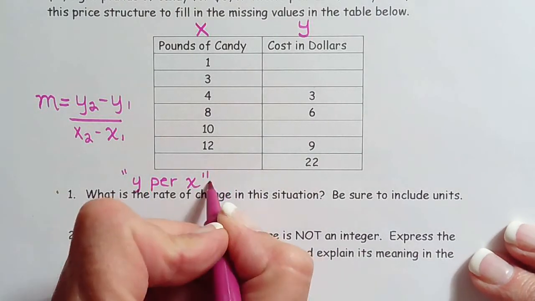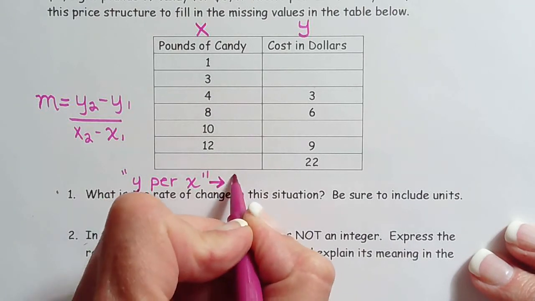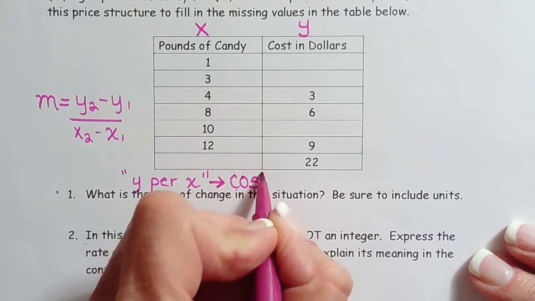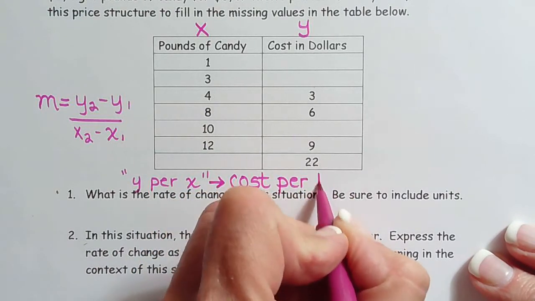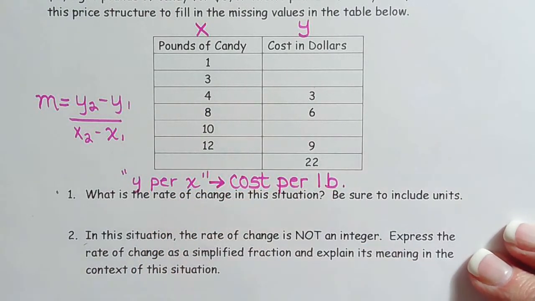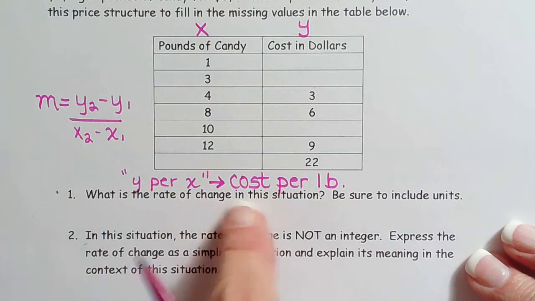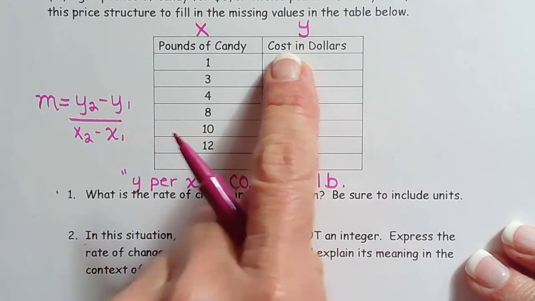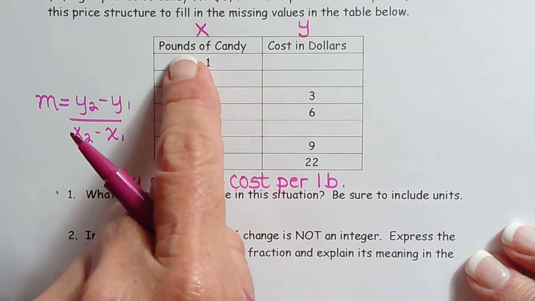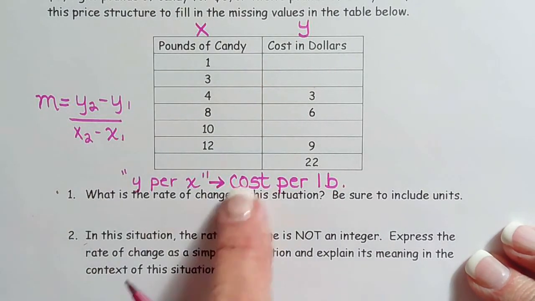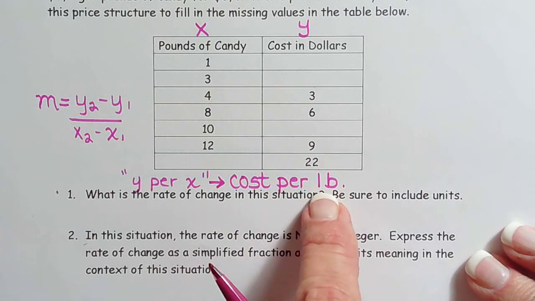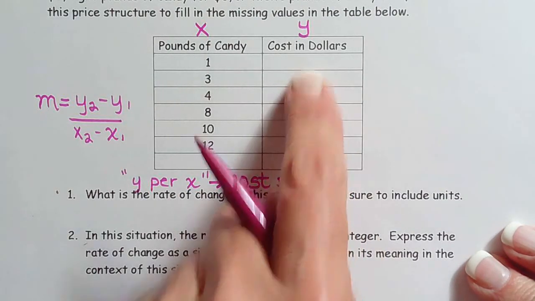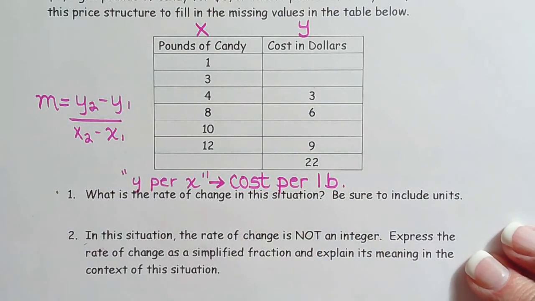It gives us the cost per pound. Or you could say dollars per pound, whatever. But that's what it's going to give us. Y per X. Cost per pound. And that means what's the cost of 1 pound. Once we get that, like I said, all we have to do is multiply.